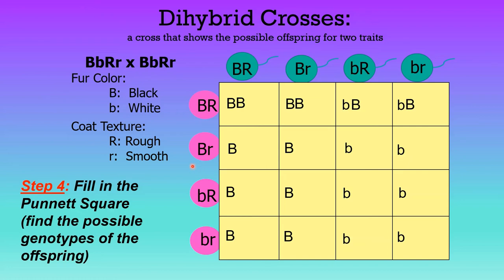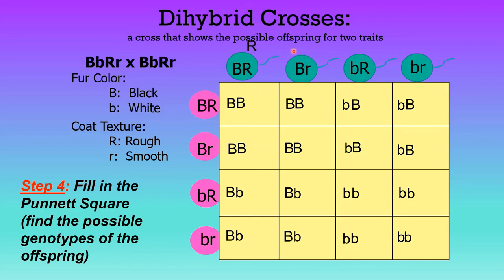Okay, and then here we have a big B also, so big B across the row. Here we have a small b, so small b here, and all small b's across the row. And here another small b, so small b here, and all small b's across the row. So we're done with the b. Now let's go to the r.